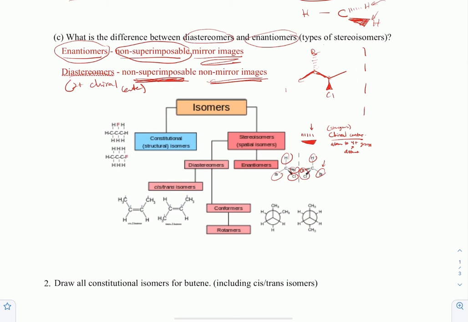So here's my structure. It's got 2 chiral centers. You'll notice that the bromine here is going into the page, and the chlorine here is coming out of the page. If I were to draw the mirror image of this guy, it would look like this. Okay, this would be the enantiomer, because when you flip this around, I'm going to rotate this. Okay, when I rotate that, I'm going to get the following.